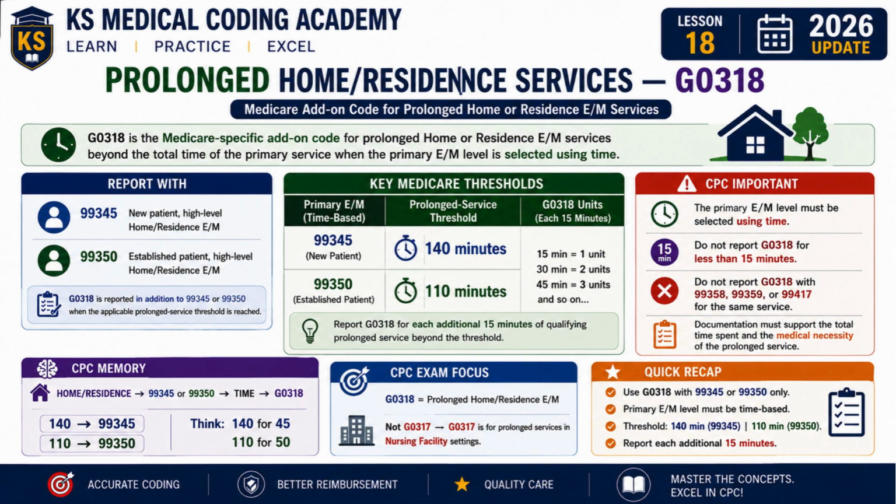For the CPC exam, remember, 99345 → 140 minutes. 99350 → 110 minutes. Home, residence → time → G2318. And remember, G2318 is different from G2317, which applies to prolonged nursing facility services.